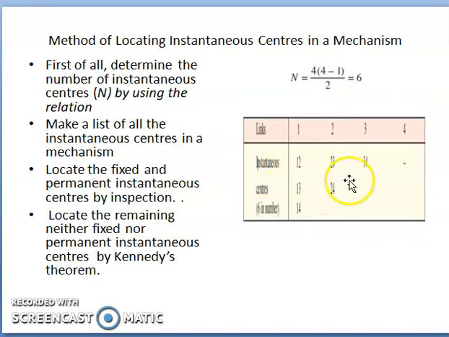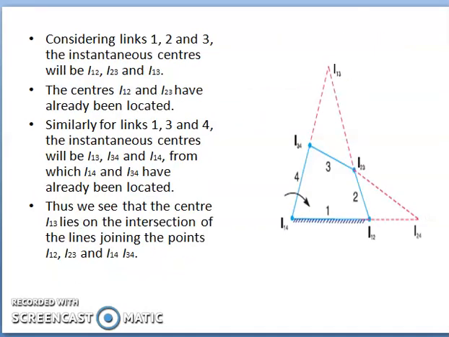So I34 and I23 are also permanent. So you have to locate these two, that is I13 and I24. So I have to locate I13 and I24. Now I have to locate I24. So we are going to apply Kennedy's theorem here.